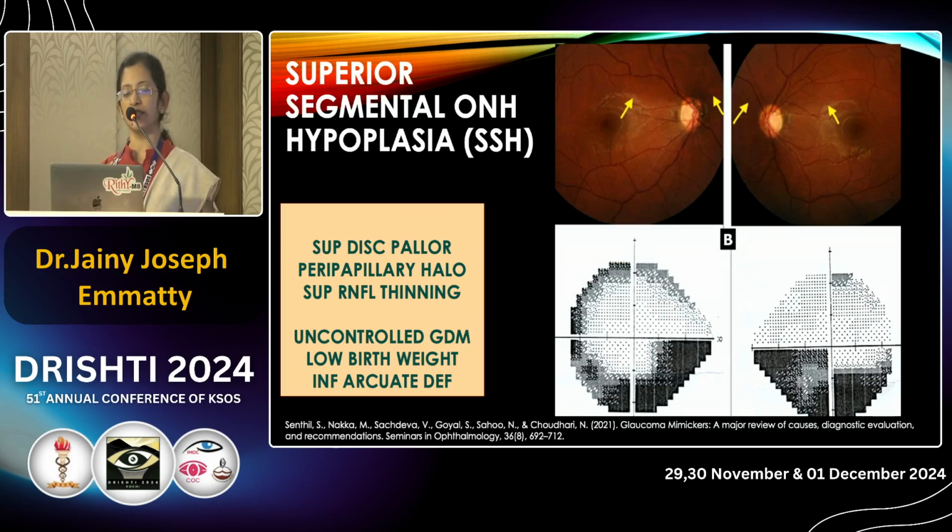Another particular condition is superior segmental optic nerve hypoplasia, where we see only superior disc pallor with a corresponding inferior arcuate defect. It is usually associated with uncontrolled gestational diabetes, babies born to mothers with GDM, or low birth weight babies.